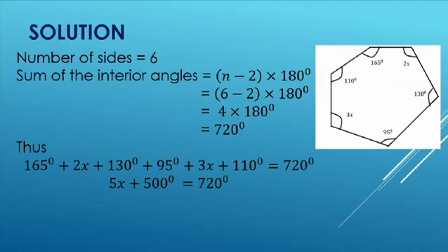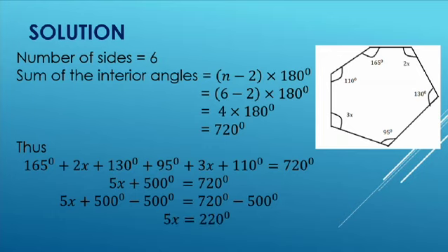What do we need to do? Well, 5x will be 720 degrees minus 500 degrees, which is 220 degrees. Now, be careful. Some students leave the answer like this, but you were not asked to find 5x. You were asked to find x. So what do we need to do? Well, you divide 220 by 5, which is 44 degrees.